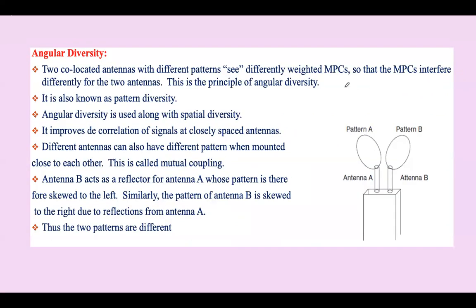Angular diversity. In case of angular diversity, we can see that there are antennas with two different patterns, pattern A and pattern B. So when these two antennas receive the signal, they see two different signals. Even though the same signal is transmitted at the transmitter, at the receiver, the two signals are totally different. If one signal is having a heavy fading or deep fading, the other signal might not have the same. Hence, we can choose the best among the two.